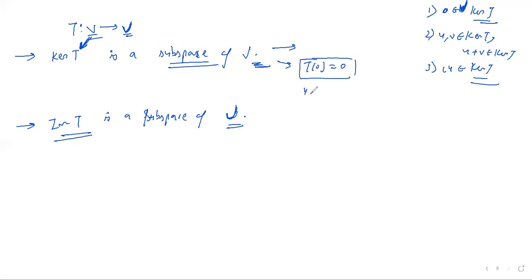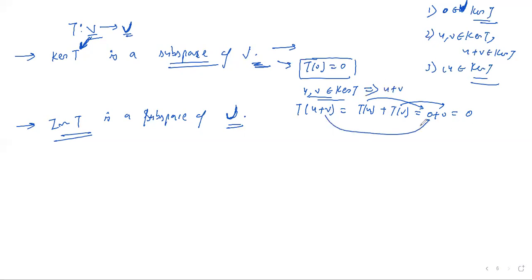Now let two vectors u, v belong to ker T. Then the transformation of u plus v is defined as T(u) plus T(v), and as these belong to ker T, the corresponding mappings would be 0 and 0. So this equals 0, as u and v belong to ker T. From this we got that u plus v, as it is also mapping to 0, also belongs to ker T.